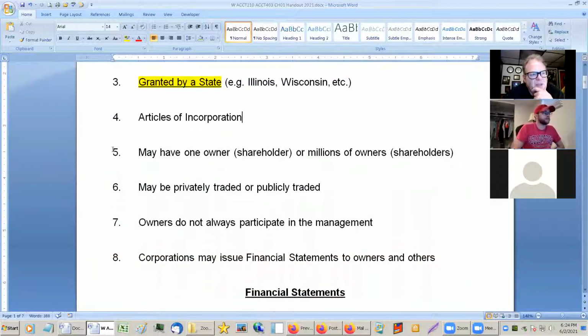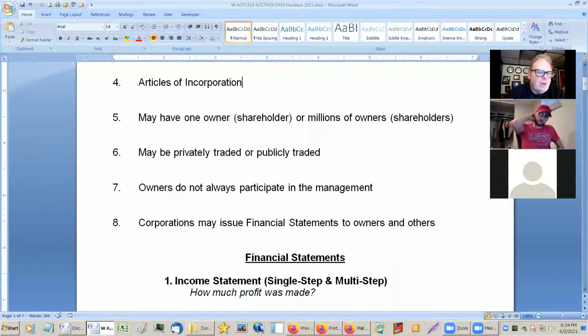A corporation may have one owner, a shareholder, or millions. You can own a hot dog stand, and that hot dog stand can be a corporation. You fill out the forms with the state, and list whatever the cart or whatever it is for your assets, and that's it. It may be privately traded or publicly traded. Publicly traded ones are probably the ones you hear most about. This is like IBM and all that kind of stuff.